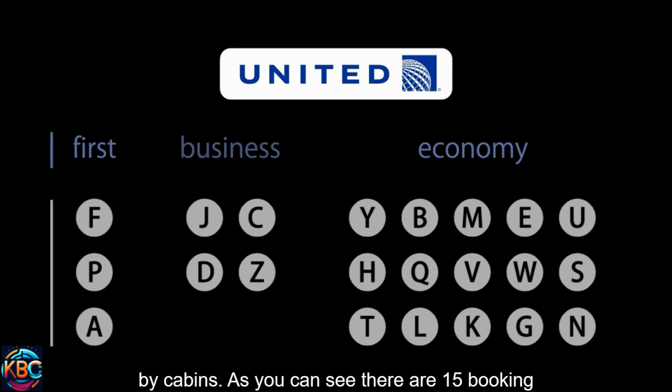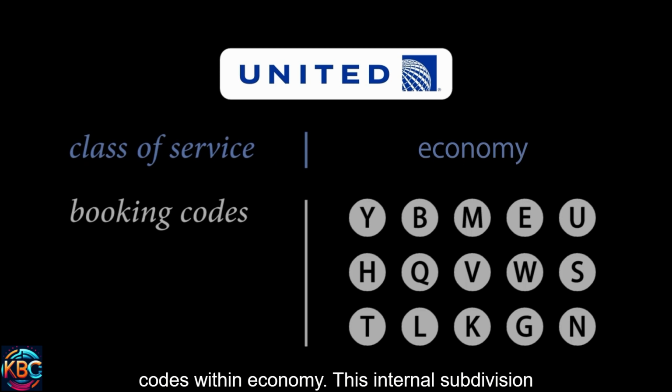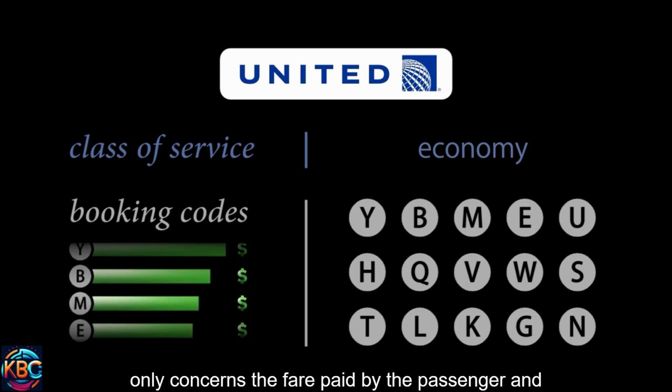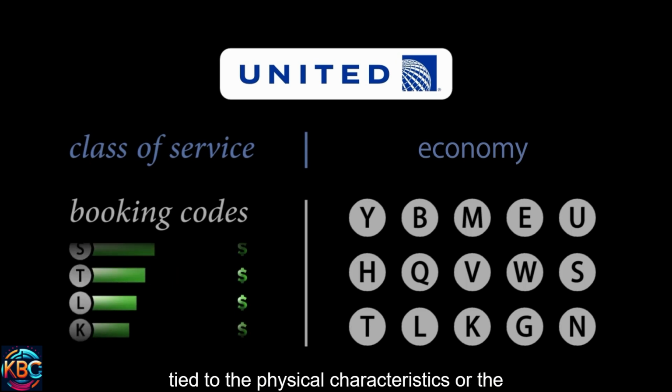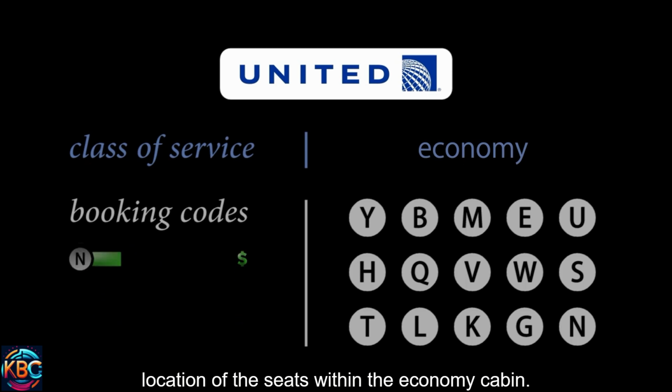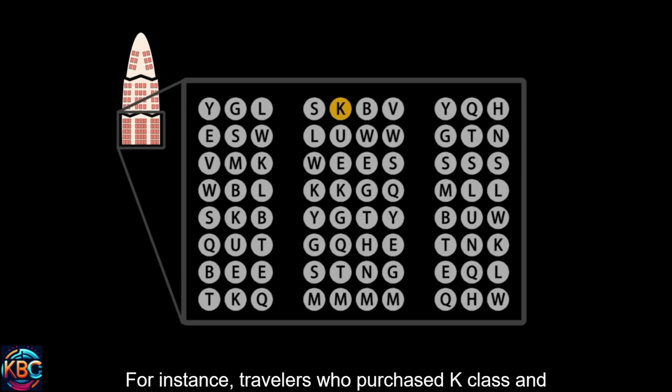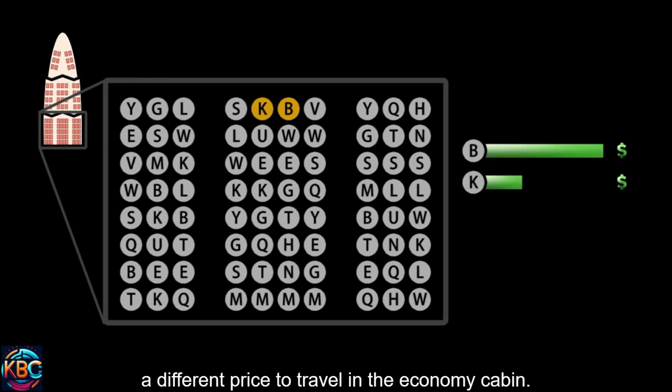As you can see, there are 15 booking codes within economy. This internal subdivision only concerns the fare paid by the passenger and the corresponding ticket restrictions. It is not tied to the physical characteristics or the location of the seats within the economy cabin. For instance, travelers who purchased K-class and B-class seats may fly in the same row. Yet they pay a different price to travel in the economy cabin.